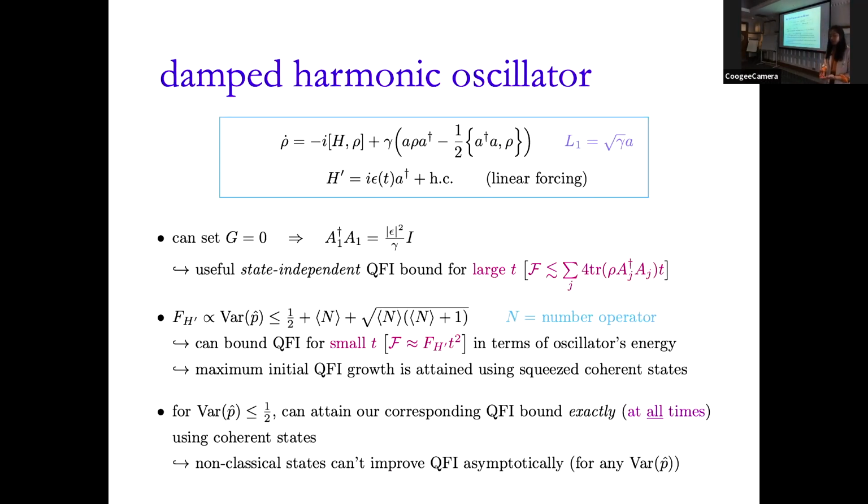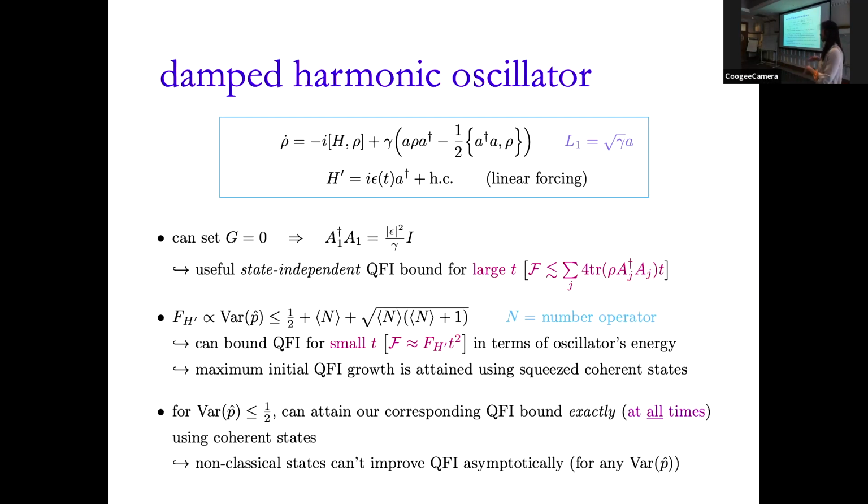And okay, another interesting point is that if we restrict to states with momentum variance at most half, then it turns out we can attain our corresponding QFI bounds exactly by using coherent states, not squeezed. We give a protocol that explicitly does so. So basically the idea is for a certain amount of time, you just let it evolve unimpeded, but then past a certain critical time, you need to couple it to some noise to sort of move out the information. And this protocol attains the bound at all times.